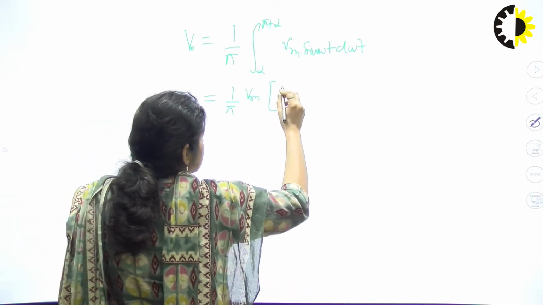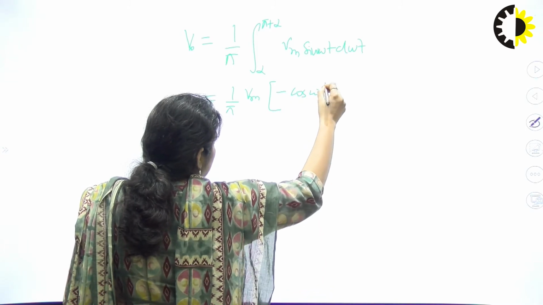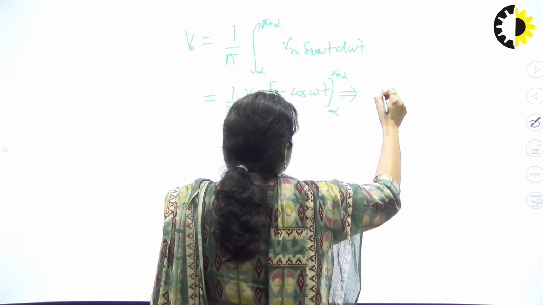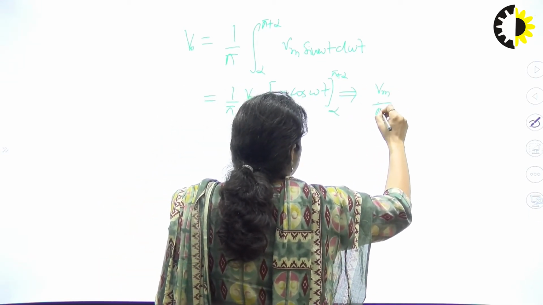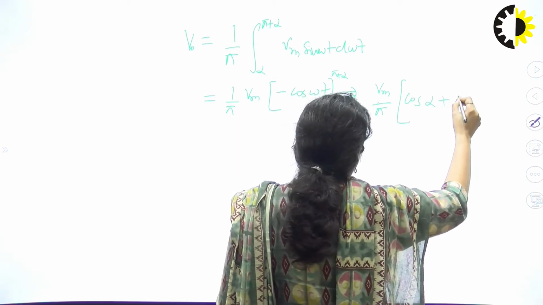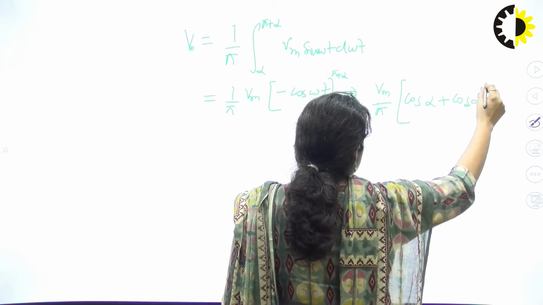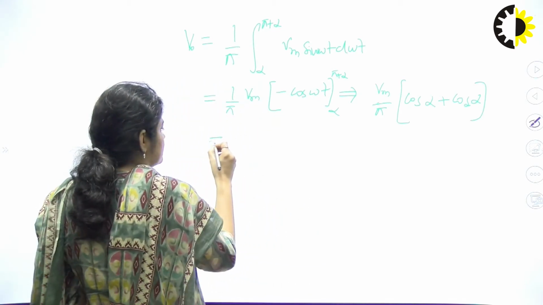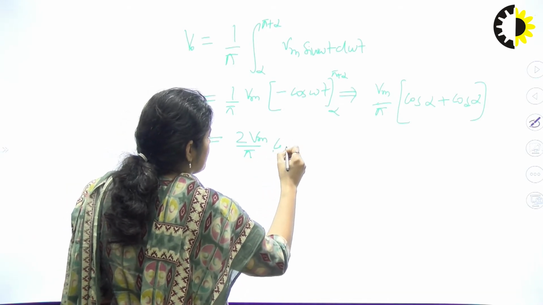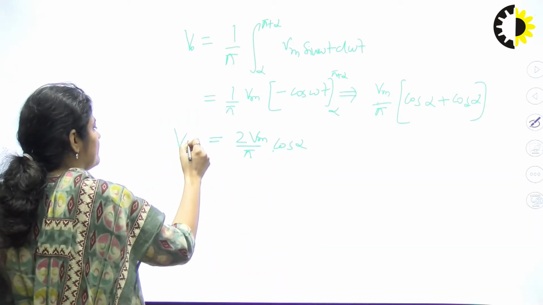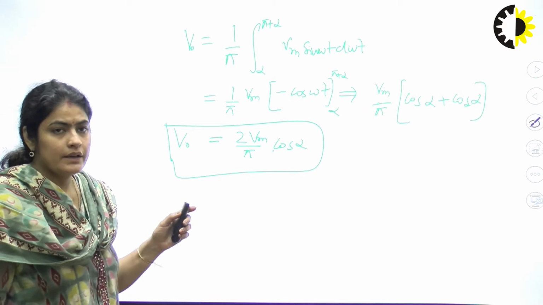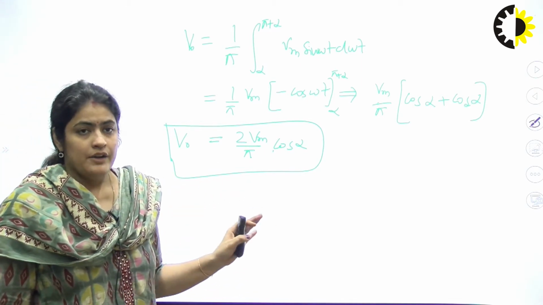Vm cos sin omega t, integration is cos minus cos omega t, and that can be written as Vm by pi cos alpha. So you are getting here 2 Vm by pi cos alpha. So this is the voltage you are getting at the input to the DC motor, right? So this is the continuous mode of operation.